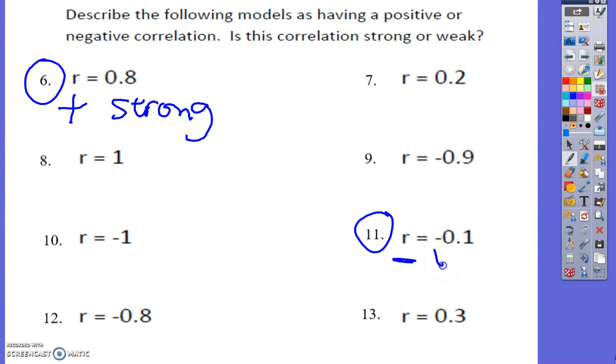And I would call this one weak because it's fairly low. It's really close to 0. So the closer to 0 you get, the weaker you are. The closer to 1 or negative 1 you get, the stronger you are.